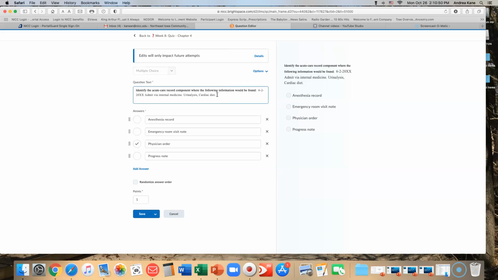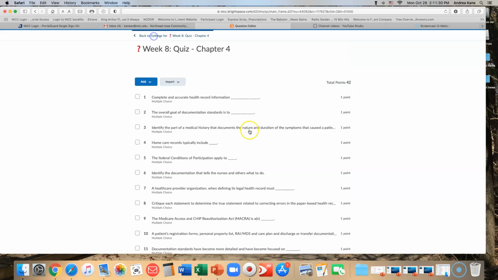Emergency room visit is, you know, what's going on? How did you come in? What's going on? What are we doing for you? Anesthesia record? Nope. Anesthesiologists don't admit patients either. This has nothing about anesthesia in it. This has nothing about the emergency department in it. This has nothing about a progress note in it, so it has to be a physician order. If you think about it, it's telling someone to do something. It's saying admit this patient via internal medicine, do a urinalysis, and put them on a cardiac diet. They're orders. They're telling people what to do.